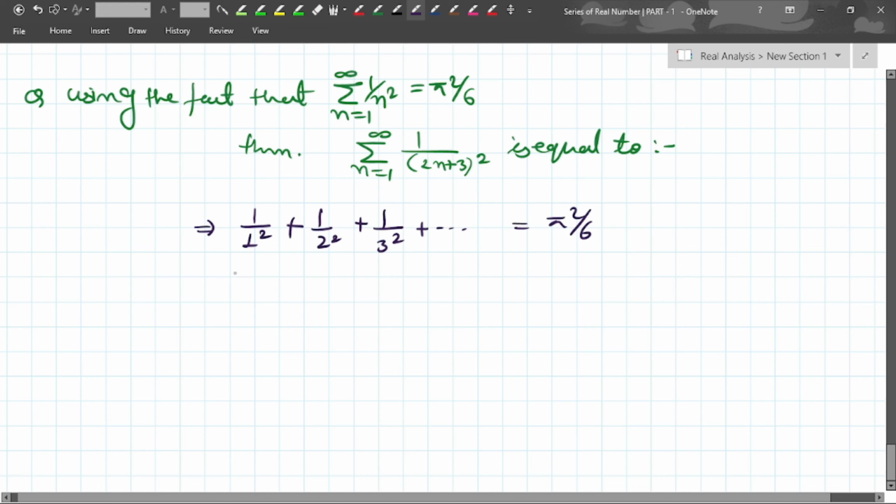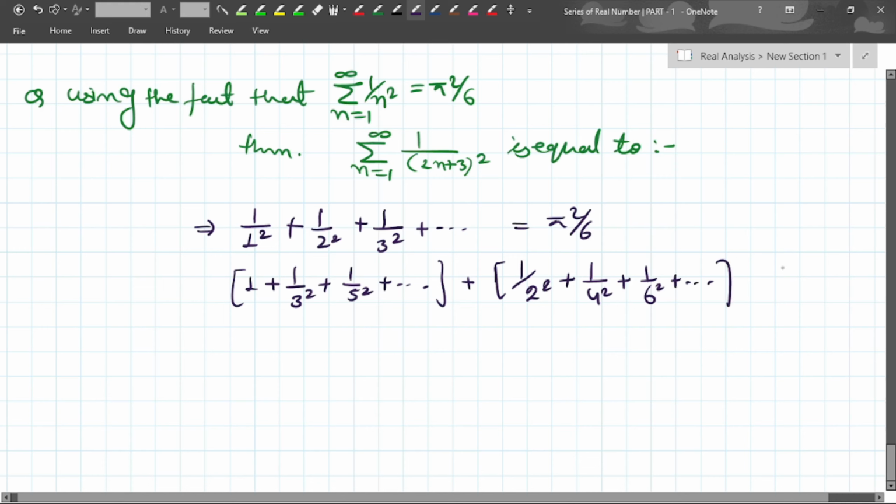Okay, now I will take the odd numbers. I want to take only the odd numbers. This is 1 plus 1 by 3 square, 1 by 5 square, but not 1 here; starting from 5, that will take care. And take all the even numbers like this: 1 by 2 square plus 1 by 4 square plus 1 by 6 square, that is equal to pi square by 6.